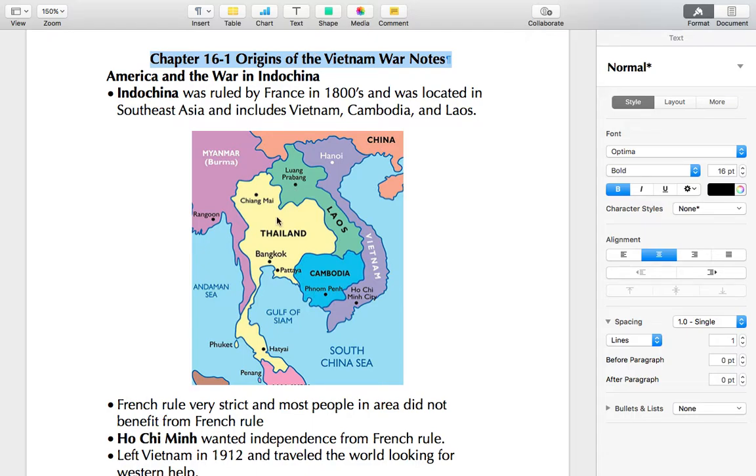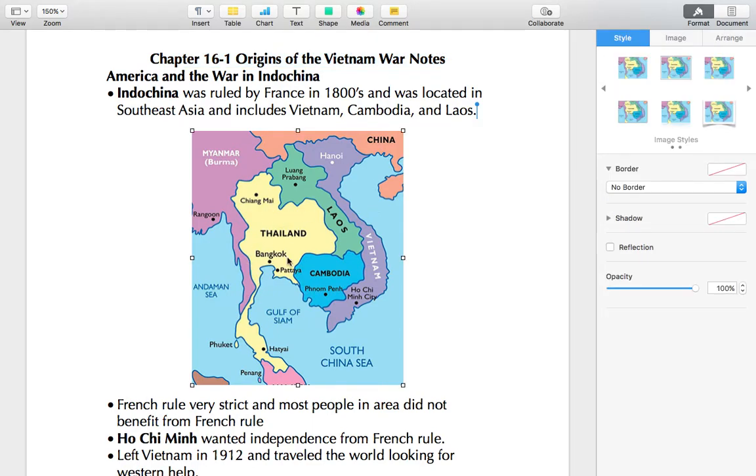So, first off, the area we're going to be talking about is basically in this map. In the 1800s, it was known as Indochina. It was mainly ruled by the French, and the countries we're talking about are present-day Vietnam, Laos, and Cambodia. You can see China is right here. Korea is not too far away. And the French are going to control this area for most of the 1800s and early 1900s.